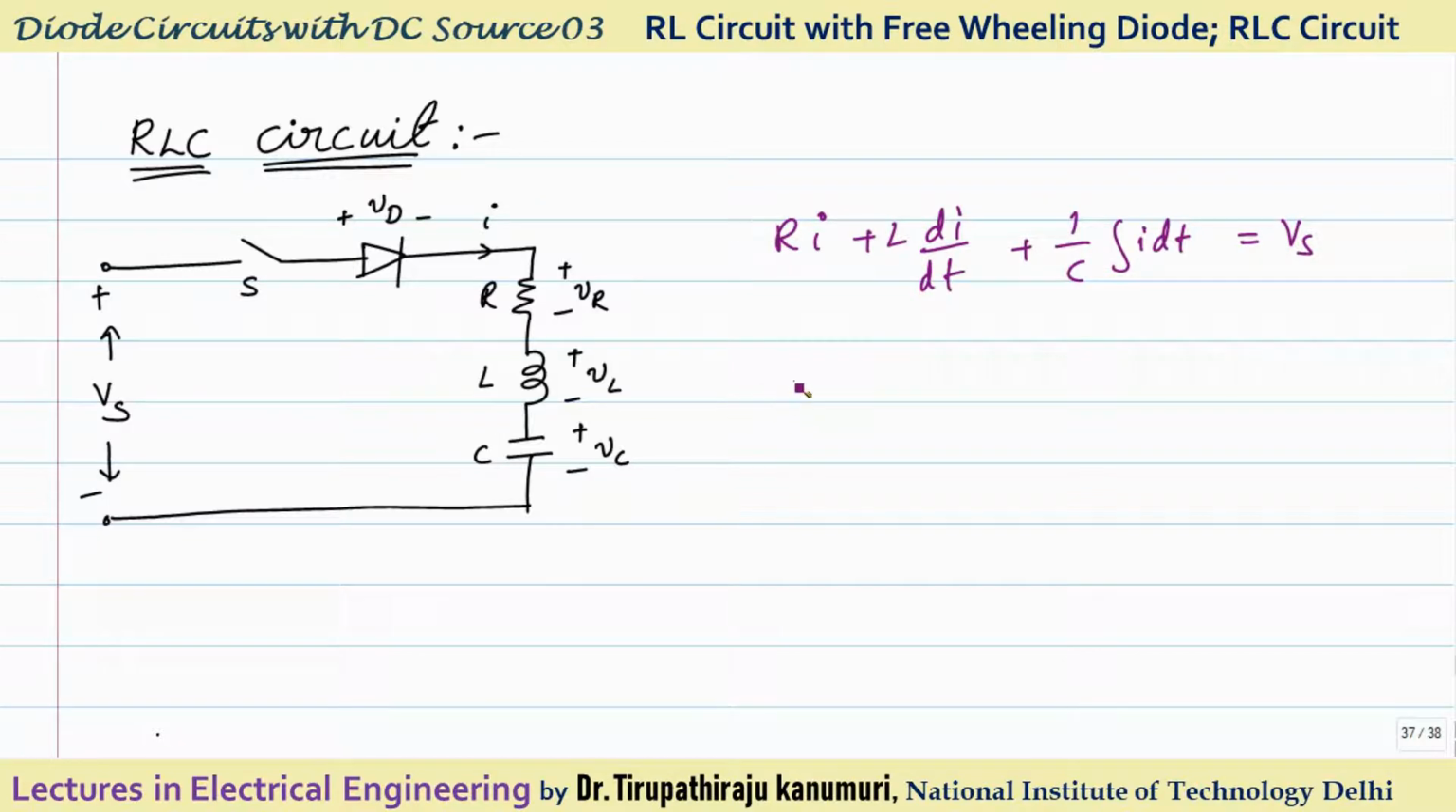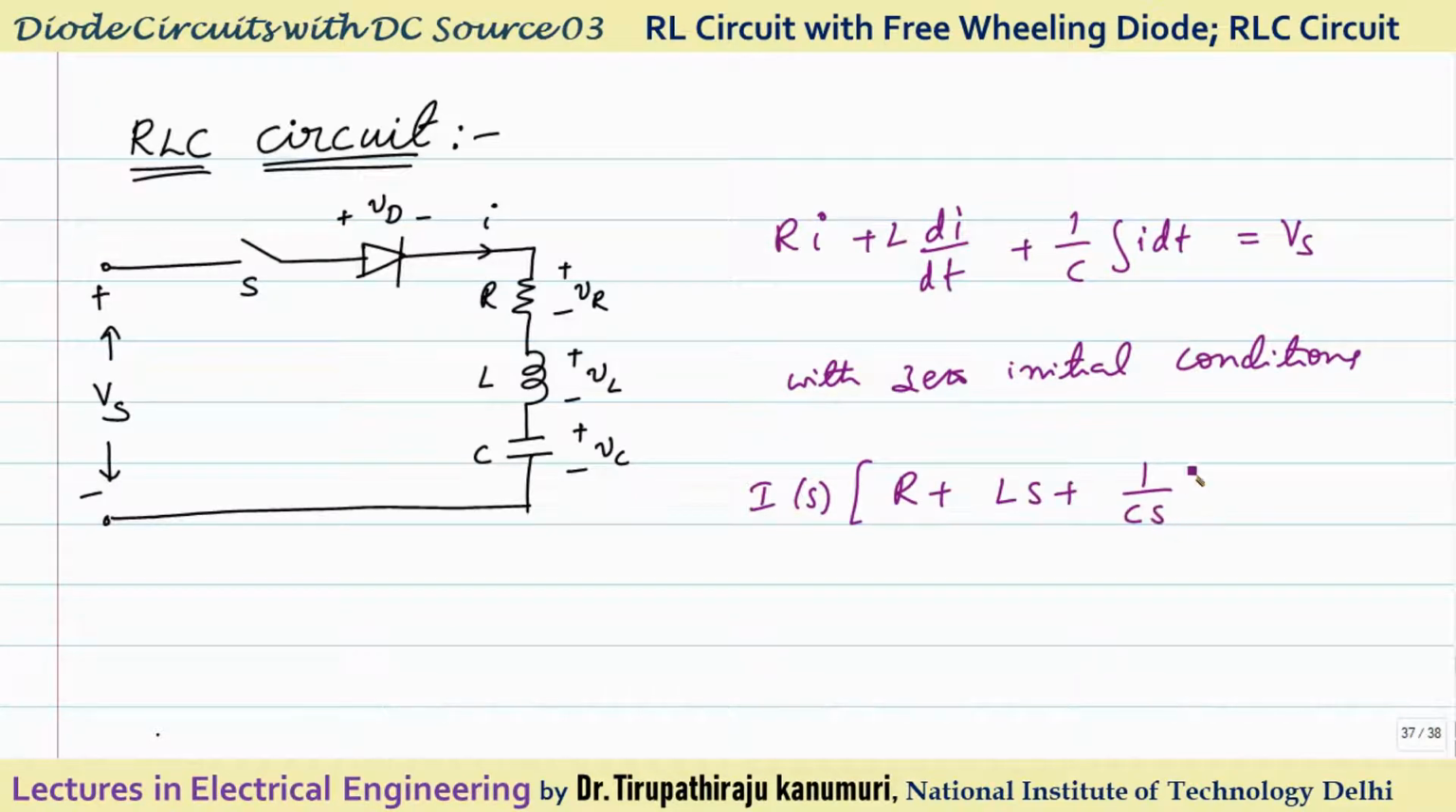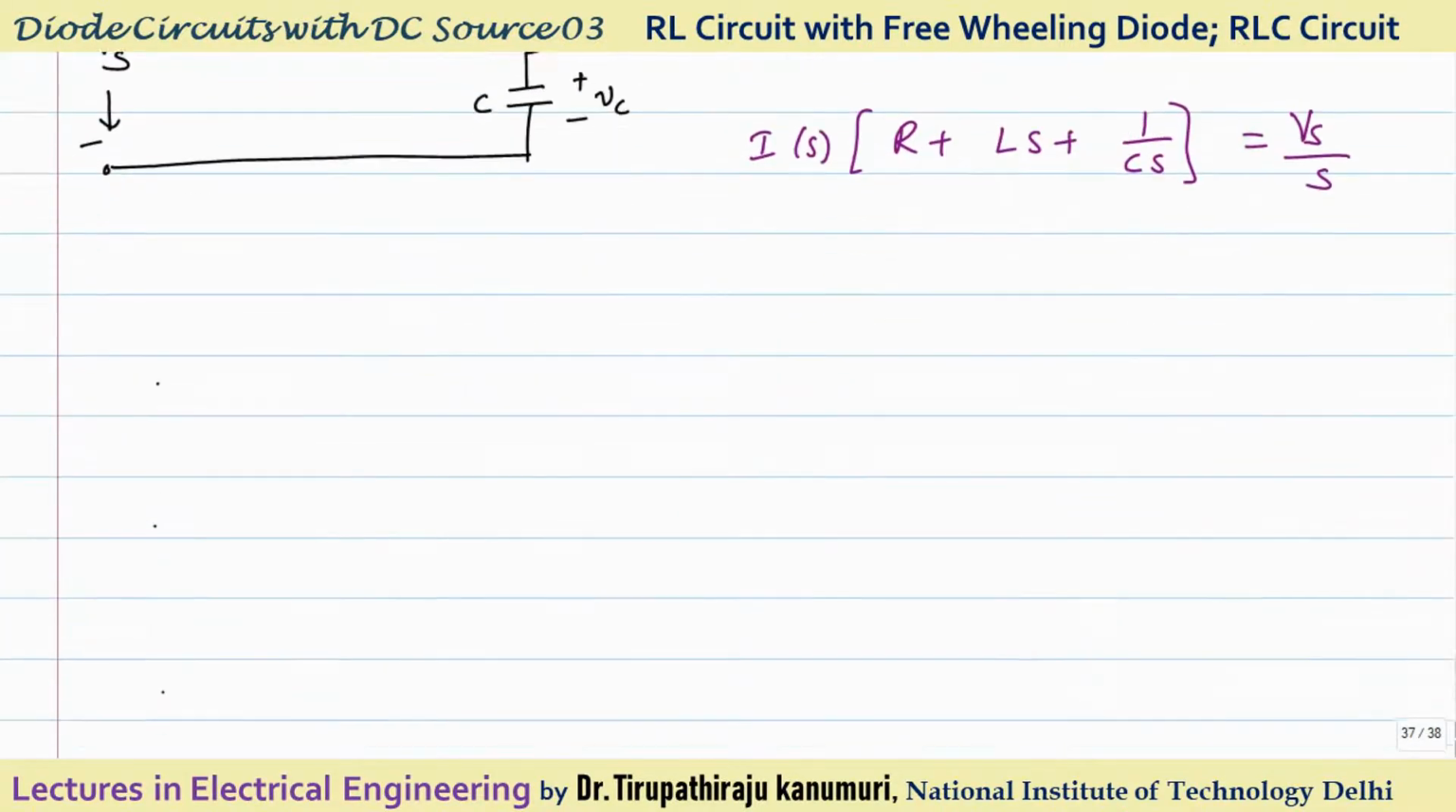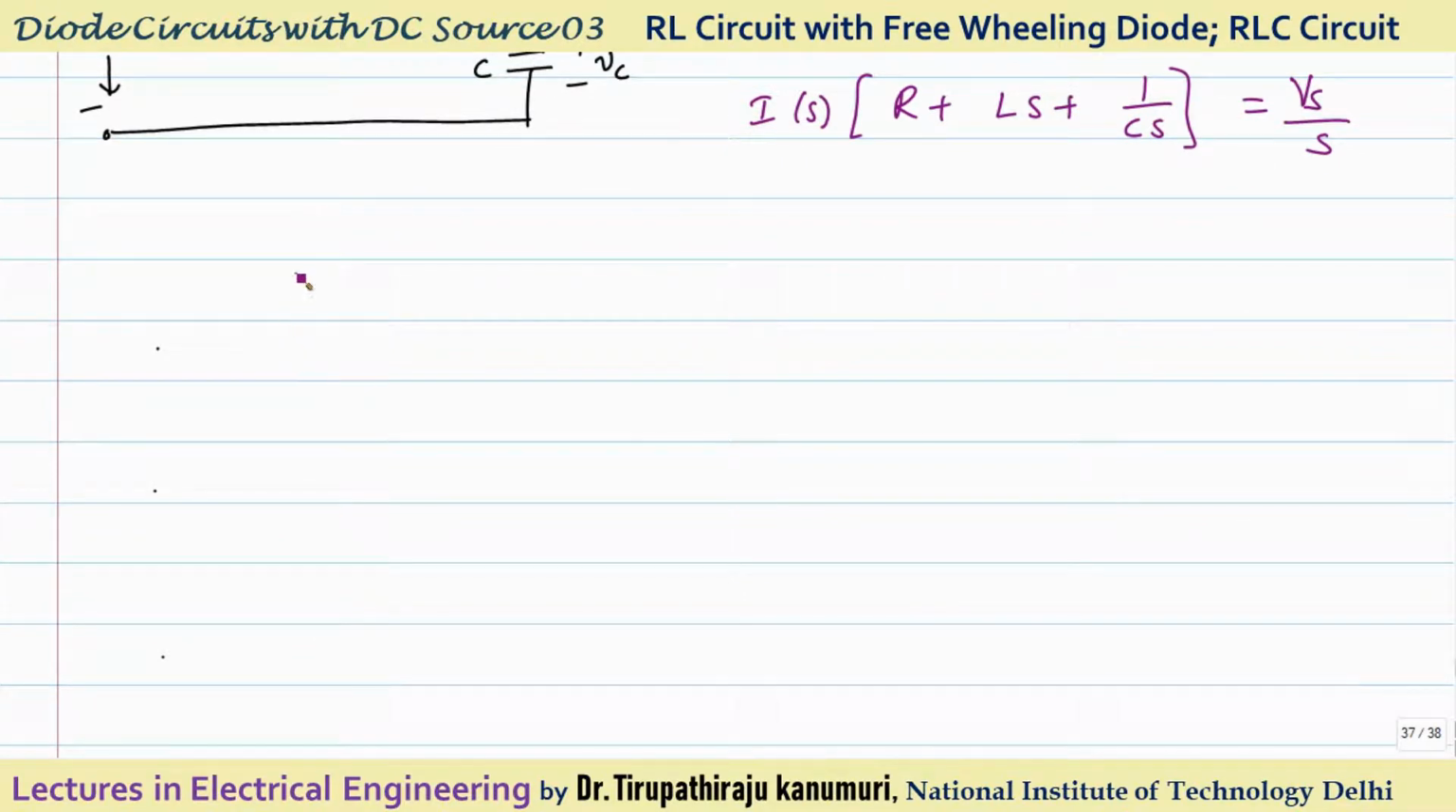You agree with me? So with 0 initial conditions, I can write it as I of S into R plus Ls plus 1 by Cs, equal to Vs divided by S. I am taking initial conditions as 0, that's why I am directly writing this. If initial conditions are there, this equation will become much more complex, because I want to give you the concept of how the circuit behaves. That's why I am taking the simplest possible case.